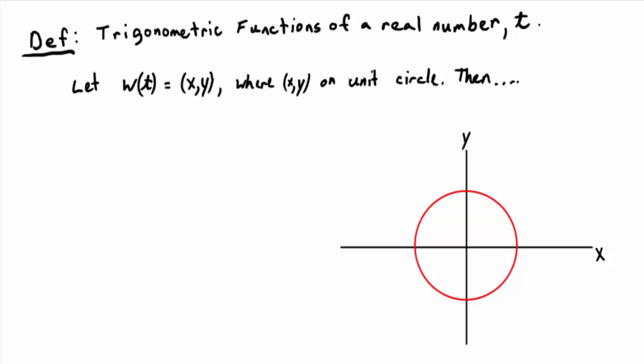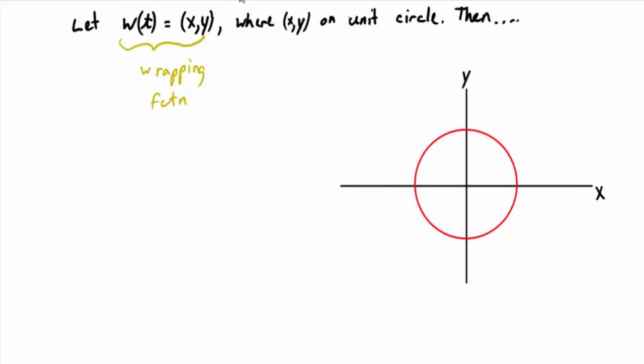The definition is this: the trigonometric functions of a real number t, not an angle anymore, a real number t, involve the wrapping function. So the wrapping function W of t equals (x, y), where (x, y) is on the unit circle. Then we can use regular old SOHCAHTOA to define these things. Sine of t, using t as our input. Just to really drive it home, I'm drawing t. t is the real number, but it's also this angle.